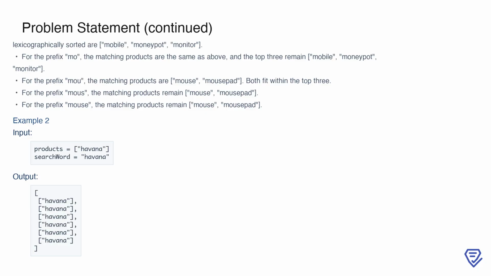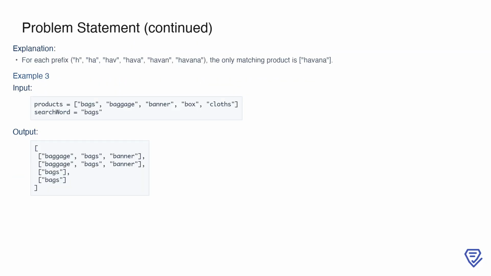Now, let's consider another example to see how the system behaves with different inputs. If the product list contains only Havana, and the search word is also Havana, then for every prefix, from H to Havana, the only matching product is Havana. The output for this example would be a list of lists, where every inner list contains just the single product, Havana. Here's another example to explore more cases.